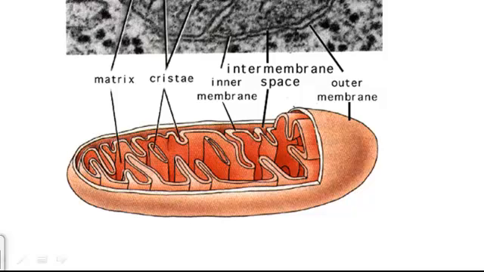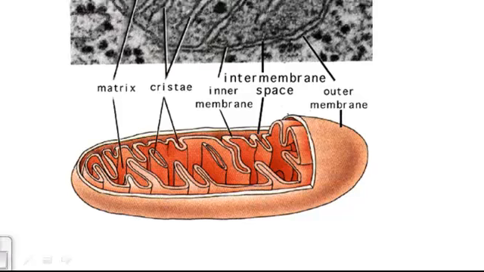Now, some cells in your body have more mitochondria than others. For example, your muscle cells have a whole bunch of mitochondria because your muscles need a lot of energy to do the jobs that they do.